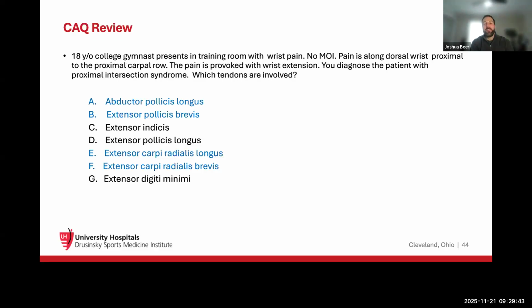Yes, correct. So just to rehash, the classic intersection syndrome is the second compartment over the first compartment at the level of Lister's tubercle. Some of the CAQ books refer to this as a proximal intersection syndrome. So keep that in mind, the proximal versus distal distinction, as it might pop up.